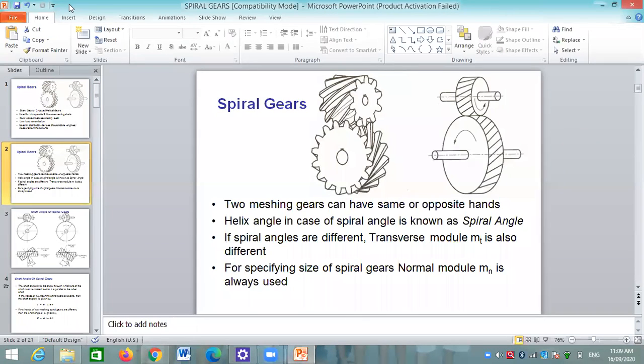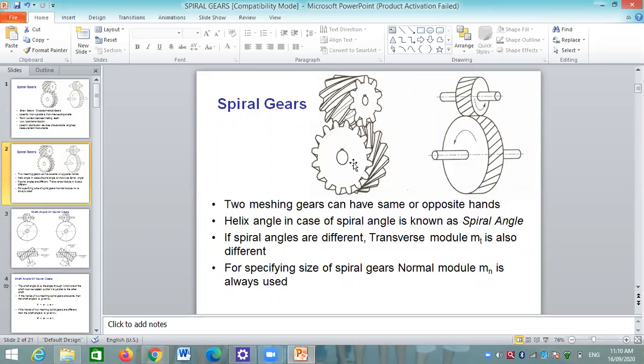As we see in a helical gear, for the orientation of the teeth, suppose we consider the gear and a pinion, if the pinion is left-handed, then the orientation of the teeth on the gear is right-handed. But for a spiral gear, the meshing gears can be of the same hand or opposite hand. Means if one gear is left-handed, then the other gear may be left-handed or right-handed. Both same-handed or opposite-handed gears are used while transmitting power, depending on the direction of rotation we require.